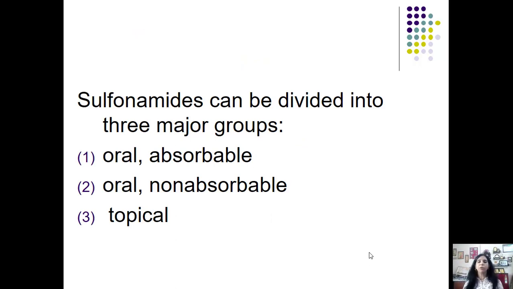And sulfonamides can be divided into three major groups. One is oral absorbable. Second is given orally but not meant to be absorbed in the gut, is non-absorbable. And third is to be given topically in the form of creams. And we have three such forms of sulfonamide. You can classify them into oral absorbable, oral non-absorbable, and topical.